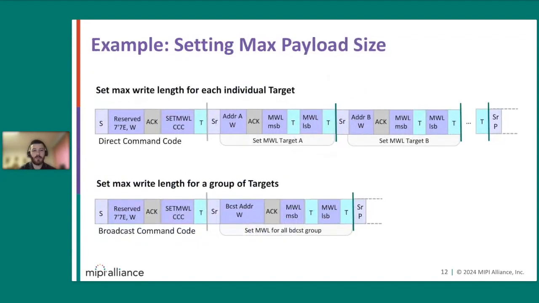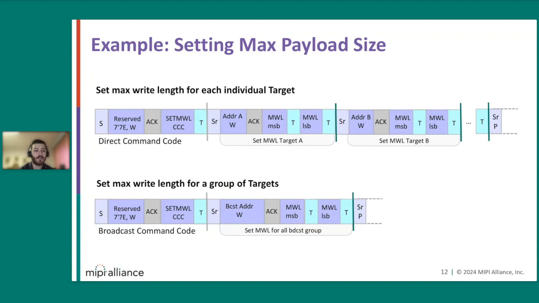So for an example, setting the max payload size. In this example, we use a direct CCC. You start off with the start command with the I3C broadcast address 7'h7E. We receive an ACK from the target, and then the set MWL CCC code is sent. From there, we get the T-bit and repeated starts, and then as you can see, we have an address, the ACK, and then the actual data, MWL MSB, MWL LSB, which will go forward to the target, set its max payload size, which will then be used by that target for ongoing communication.